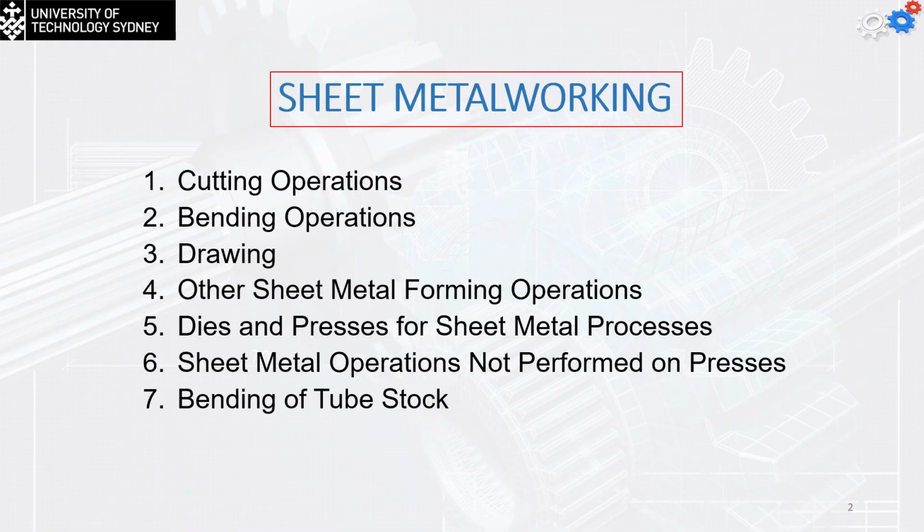So the sheet metal working can be classified into cutting operation, bending operation, the drawing operation, the same drawing. We had the drawing for the bars. Other sheet metal forming operations, dies and the presses for the sheet metal processes, sheet metal operation not performed on the presses machine, and then the bending of the tube stock. So again, I divided this section into 3 different slides, and I'm going to start with the first one.